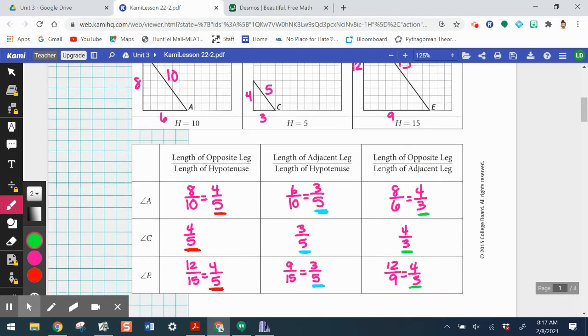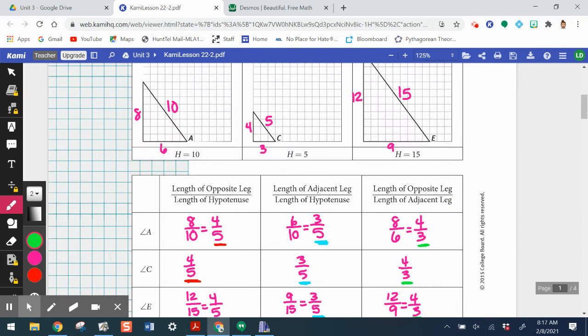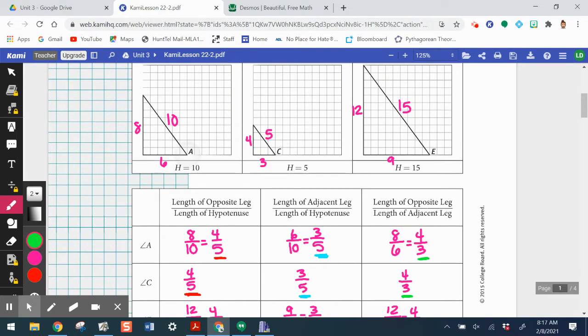And so on number 1, the table, you were tasked with comparing certain measurements, right? That's what a ratio is. It's a comparison of measurements. So in this first column, you were tasked with comparing the length of the opposite leg of an indicated angle, and the first one would be angle A, compared to the length of the hypotenuse. So looking at angle A, the leg opposite of angle A is this leg here, which is 8 units. And so we put 8 in the numerator.